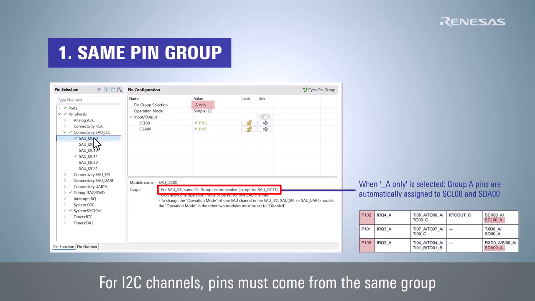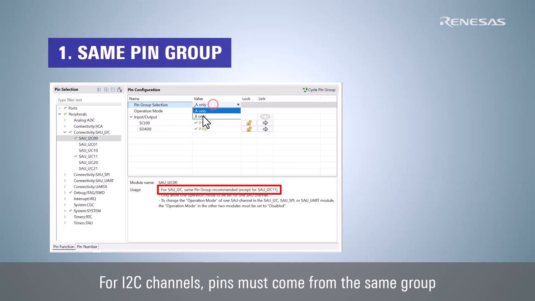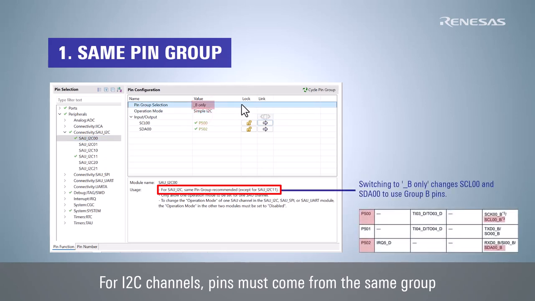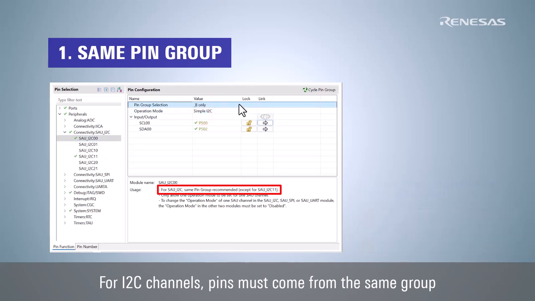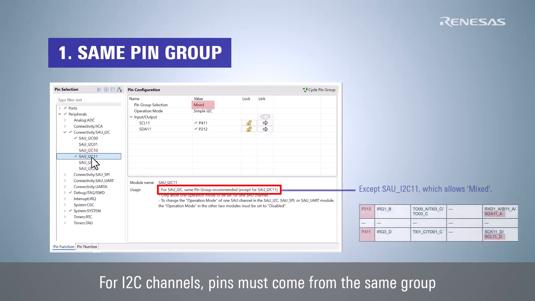1. Same pin group. For I2C channels, pins must come from the same group, except SAU I2C11, which allows mixed.